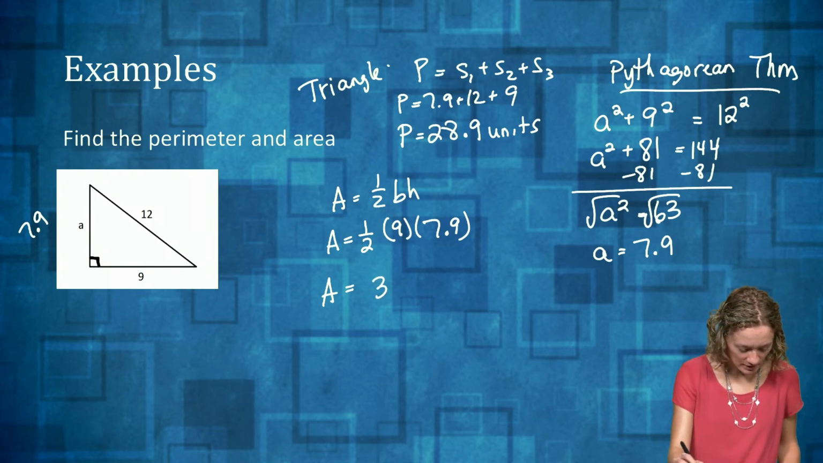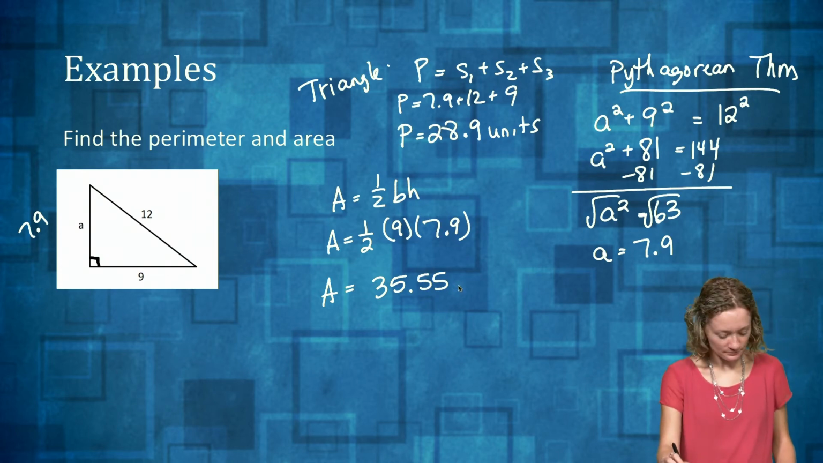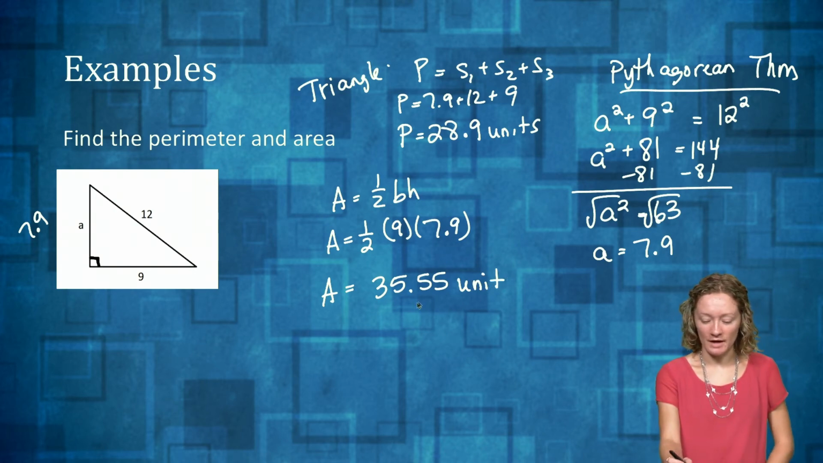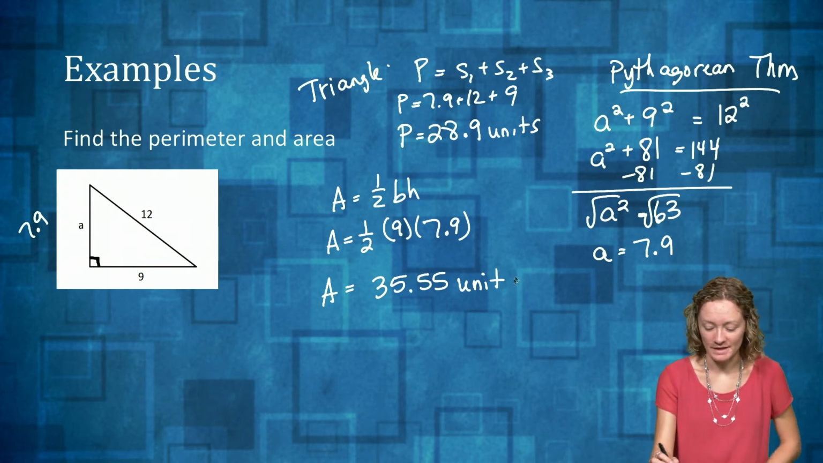And we get 35.55. That's exactly what the calculator gave, so I'm going to go with that one. If you rounded to 0.6, that's okay. Just watch what an online homework system asks for you to round if it's necessary.